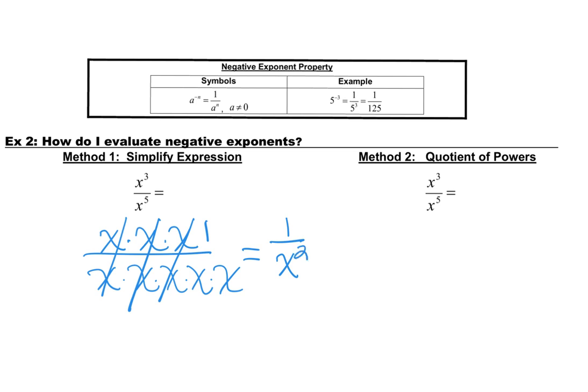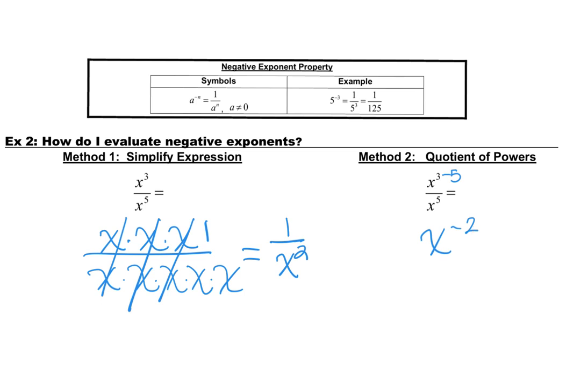because 3 of those x's had canceled out. Now, if we were to use the quotient of powers property, remember the quotient of powers property says when you're dividing exponents with the same base, we're subtracting the exponents. So if I have x to the third divided by x to the fifth, we're simply going to subtract the 5. So 3 minus 5 gives us x to the negative 2 power.